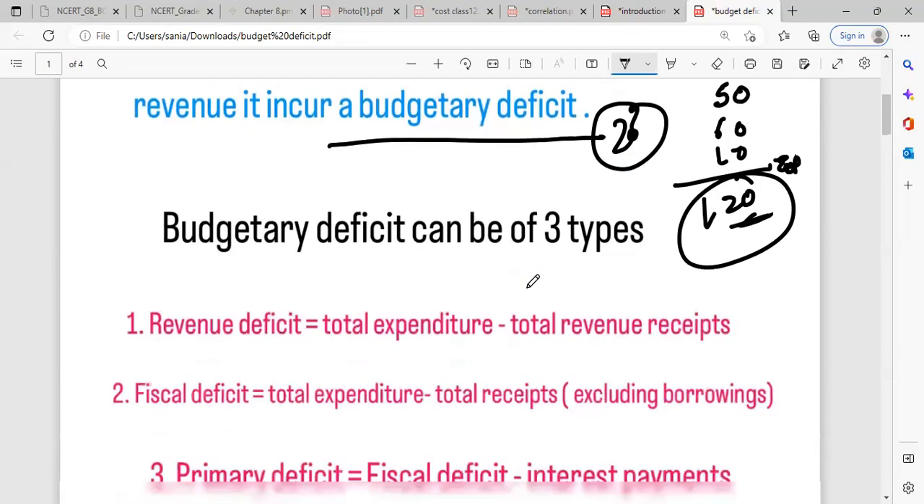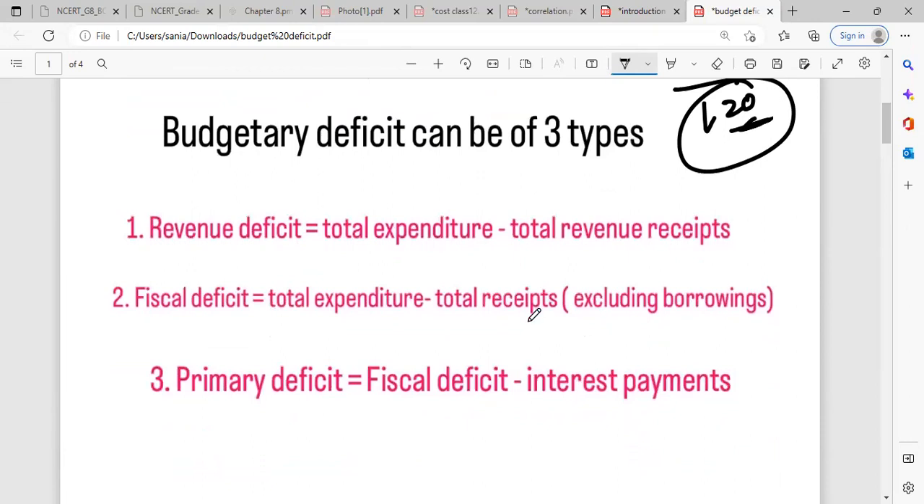It can be of three types. Now from here they will be asking you the numericals. That's why this is important. First, revenue deficit: it is total expenditure minus total revenue receipt. Then fiscal deficit: it is total expenditure minus total receipt, excluding borrowing. This is very important. Sometimes if total expenditure and total receipt are not given, at that time, fiscal deficit is equal to borrowing. Clear? Primary deficit is fiscal deficit minus interest payment.